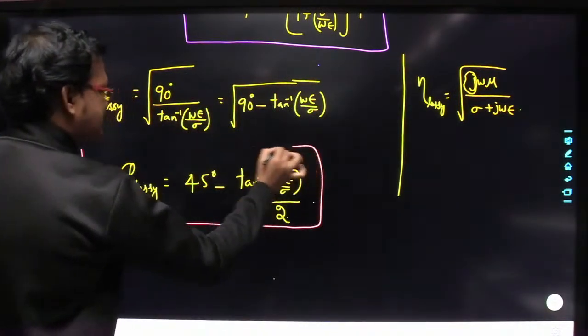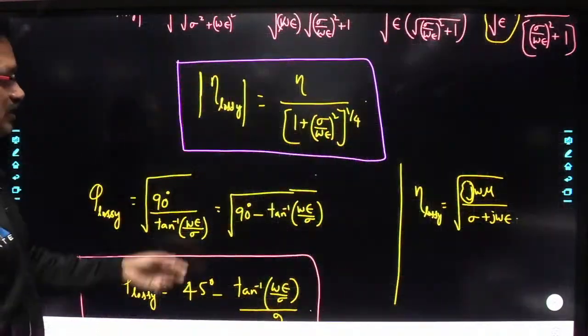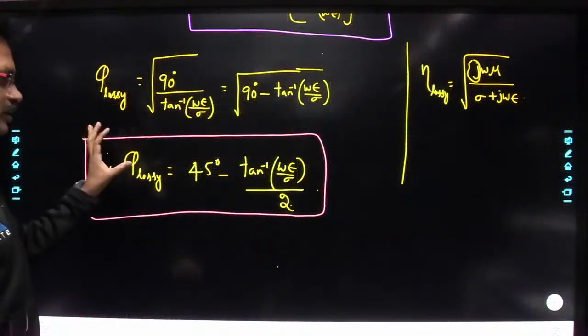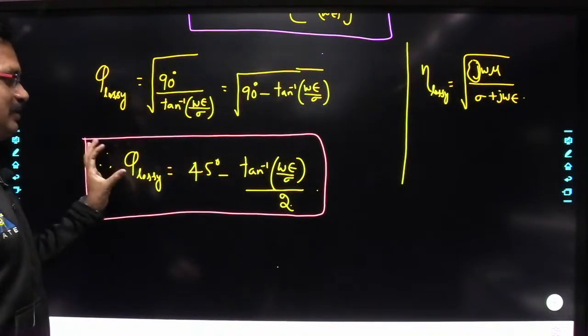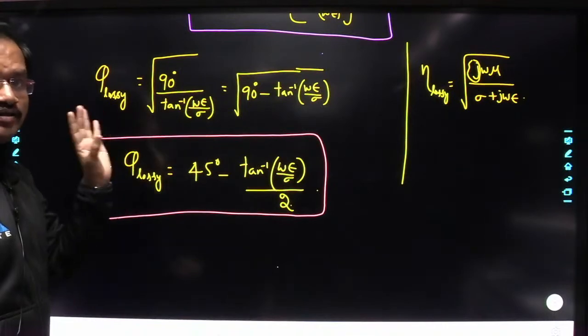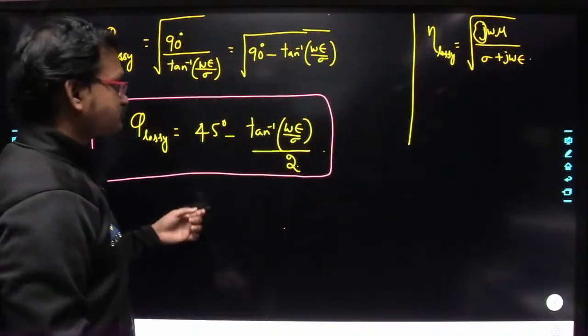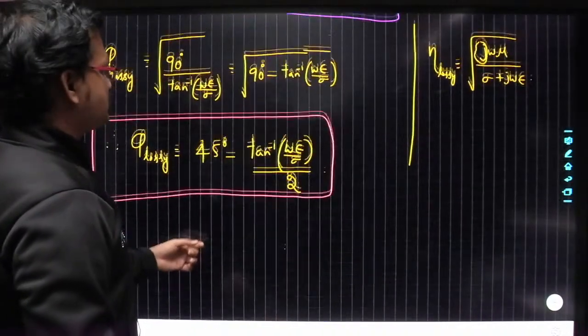So we have represented the magnitude of eta lossy, and also we have represented phi lossy, that is the time phase shift between electric field and magnetic field in a lossy dielectric medium. Okay, fine. So these are the things that we got.